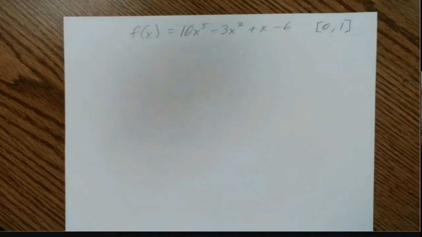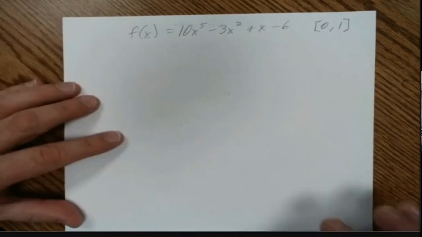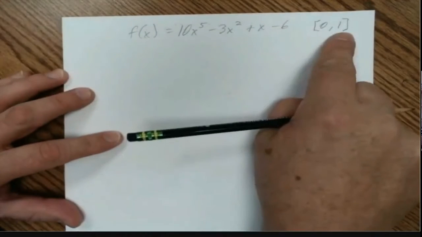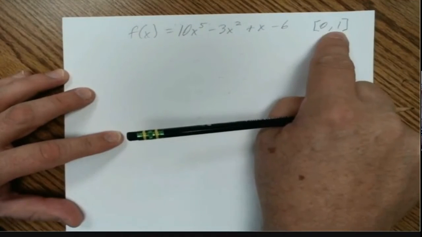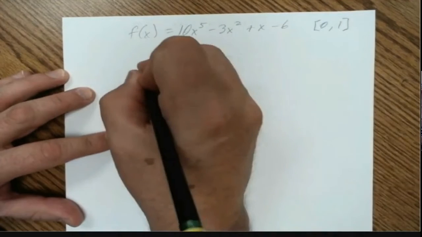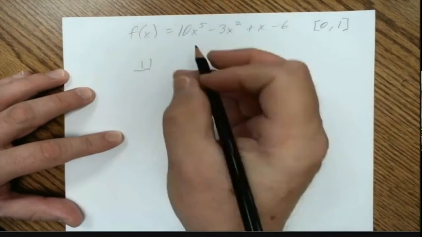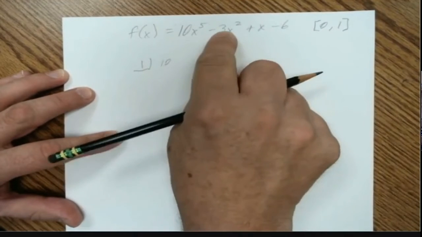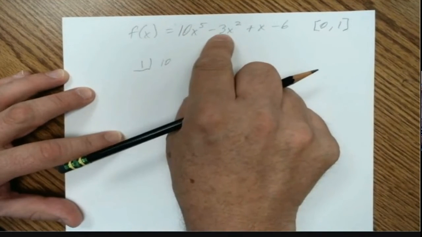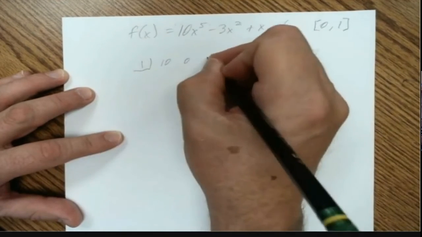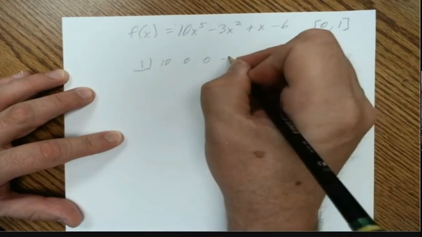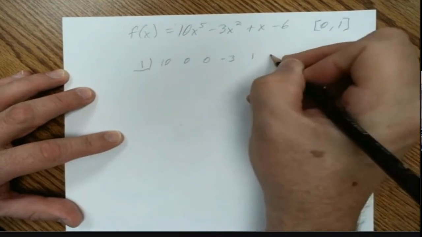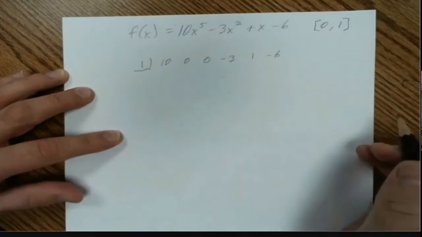Okay, well, there's a way we can do this with synthetic division. So let's start with the 1. We want to prove that there's not any larger than 1. So if we take 1 and do synthetic division, we take the coefficients: 10, and x to the 4th and x to the 3rd are both missing, so we have to put a 0 for each because they both have a coefficient of 0. Then -3, 1, and -6.